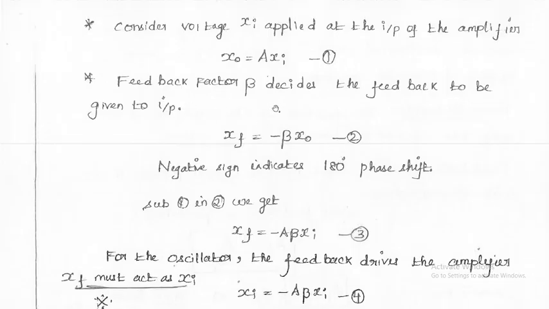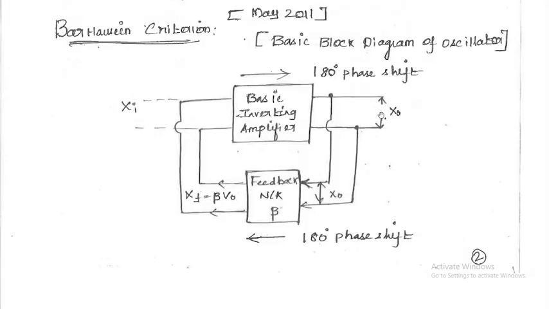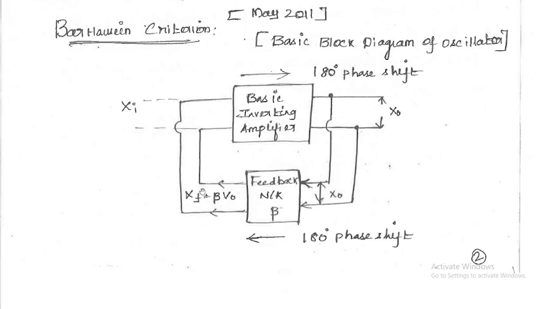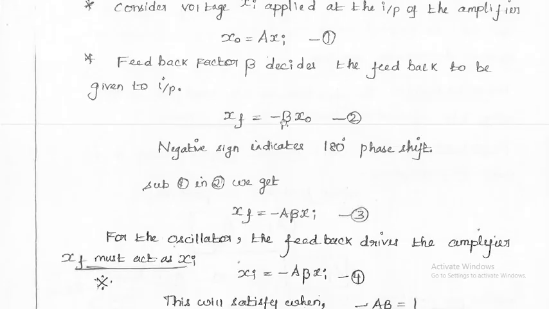Now let us see the expression. Consider voltage xi applied to the input of the amplifier. Here x naught equal to A into xi, where A is the gain of the inverting amplifier. The feedback factor beta decides the feedback to be given to the input. So xf equal to minus beta into x naught. The negative sign indicates the 180-degree phase shift. Here xf equal to minus beta into x naught.